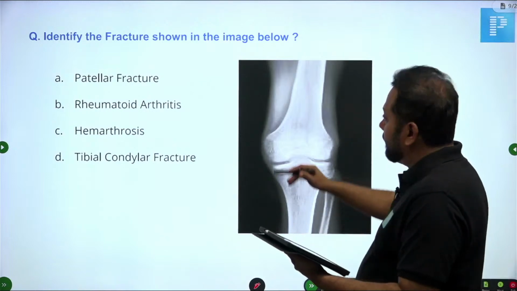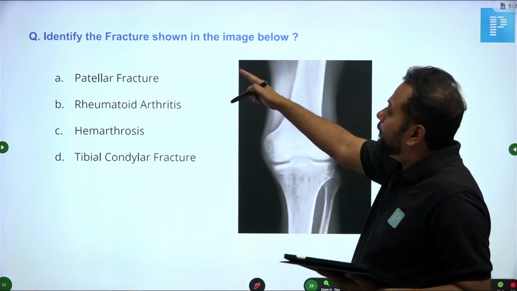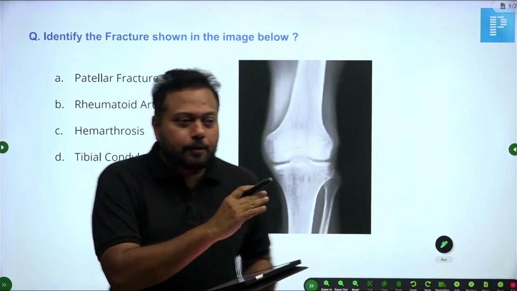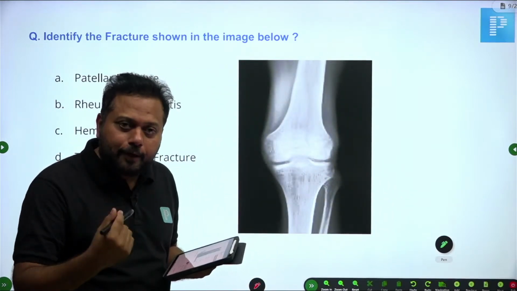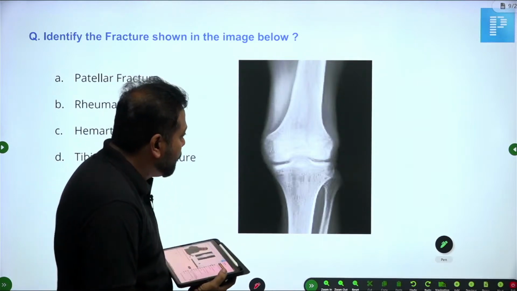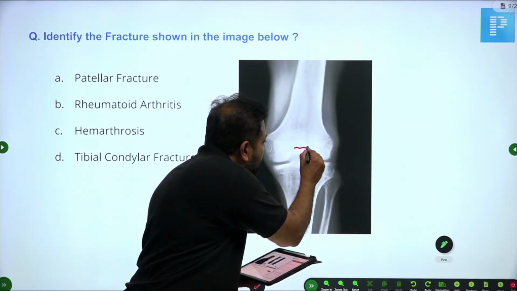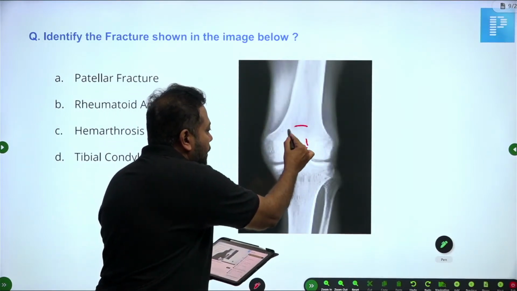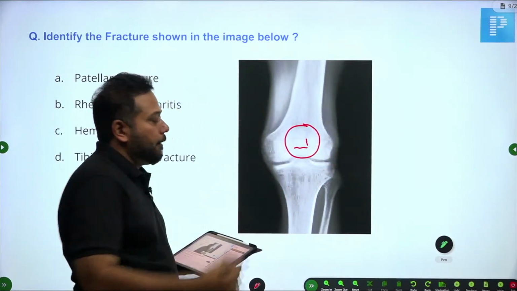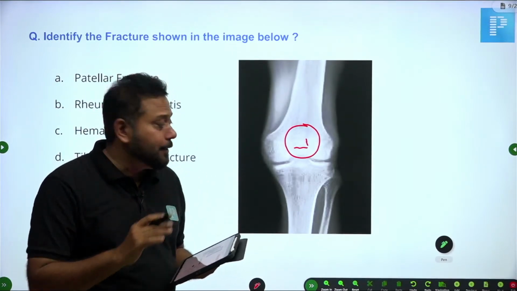Coming to the next question, identify the fracture shown in the image. They had given only the AP view. When you carefully note here, I am able to see a fracture line like this. So this is the patellar bone. They should have given a better view, but this is what I heard is given in the exam.